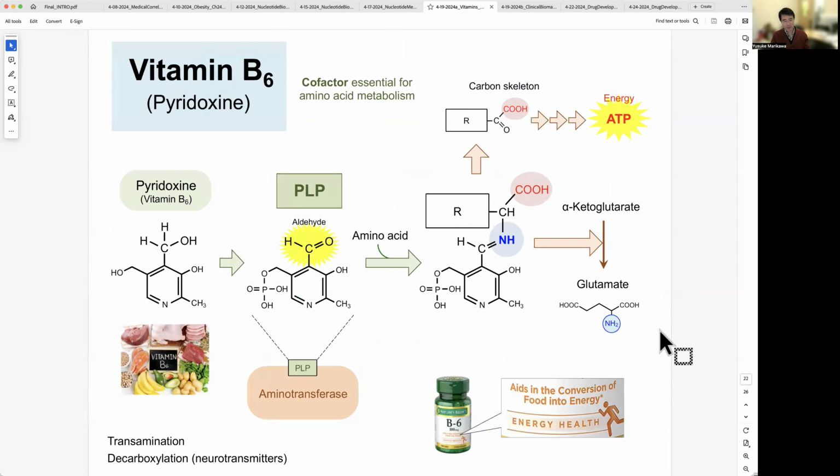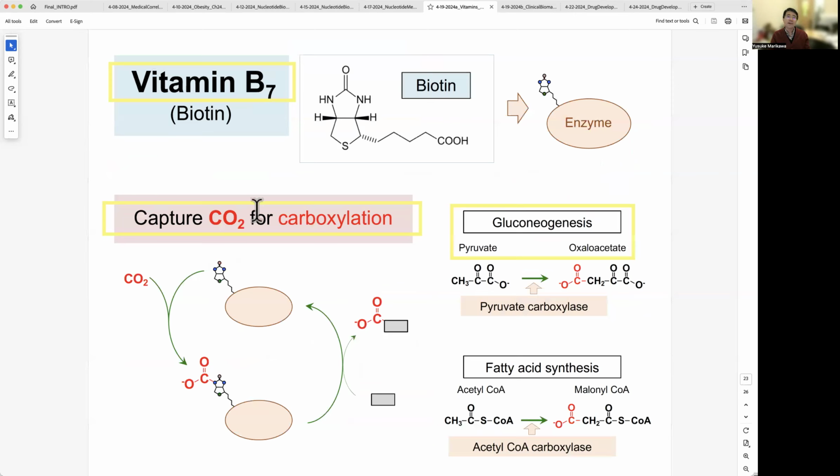Hope you're already familiar with B6, but B7, okay. B7's action is summarized as capturing CO2 for carboxylation. So in our body, there are many reactions that add an additional carboxyl group to molecules, and that kind of reaction often requires B7. B7 helps to capture CO2 to add the COO to the molecules.